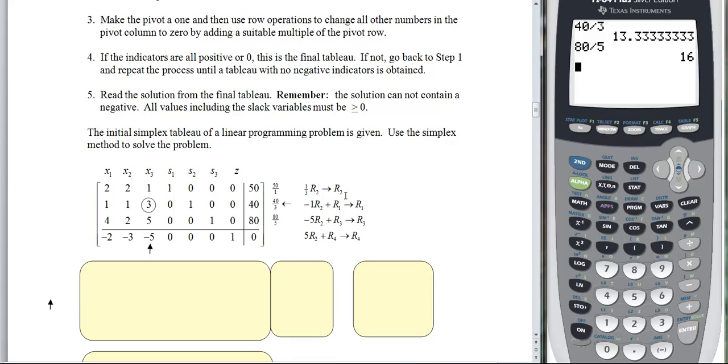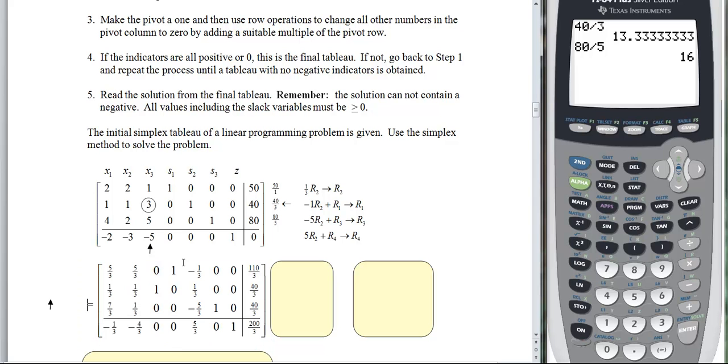Those would be my steps. So I need you to do the procedure to your matrix and see if you come up with the next matrix here. Okay? My new matrix that you should have come up with is this one right here. Now if I read the solution right now, x sub 1 would be 0, x sub 2 is 0, x sub 3 would be 40 over 3, s sub 1 would be 110 over 3, s sub 2 would be 0, s sub 3 would be 40 over 3, and my z would be 200 over 3. Okay? So, hopefully you ended up with that.